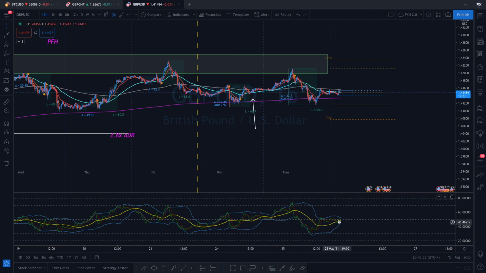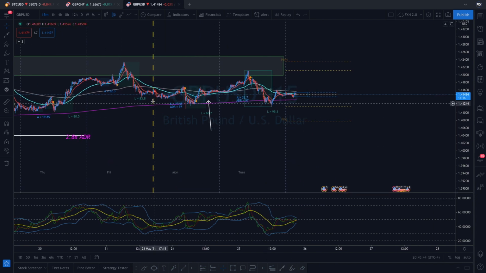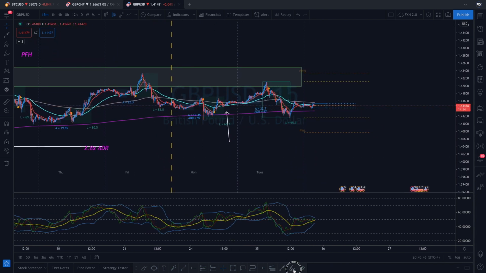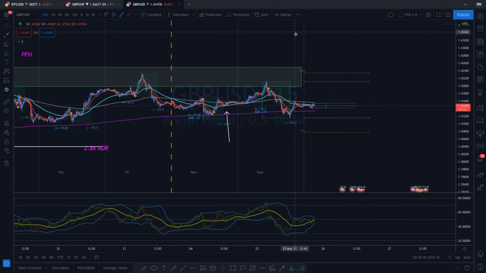So this is a classic sign of an accumulation cycle for the week, meaning that price action is just simply going to go back and forth, back and forth. The only good thing about this is that we know that at the end of this consolidation, there will be a breakout, I can guarantee you.